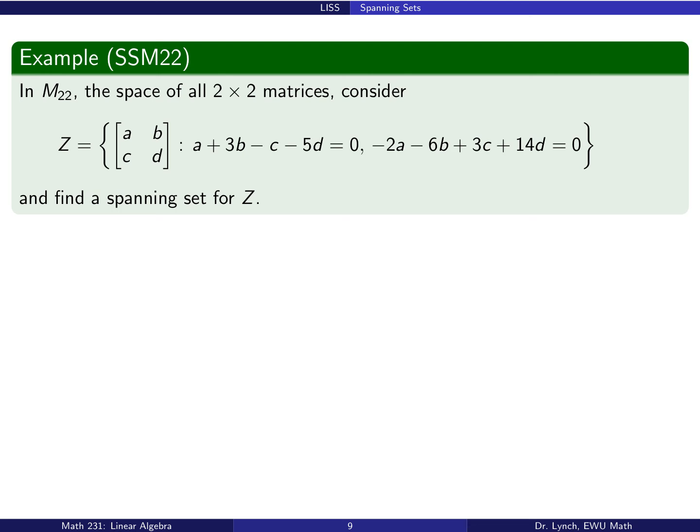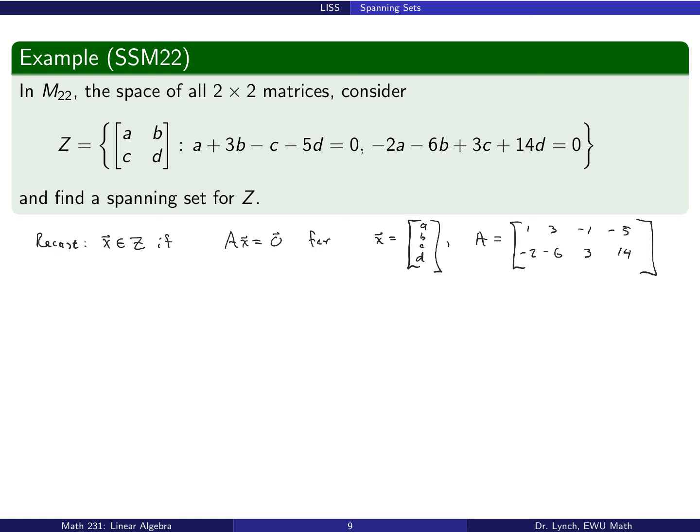Okay, here's another example. The set of all 2x2 matrices that satisfy these two rules. It turns out we're going to identify a spanning set for this subset Z. It's definitely a subspace, right? Because we can see that there's some homogeneous linear system that we can recast this subset Z as. Okay, so we'll find a spanning set.